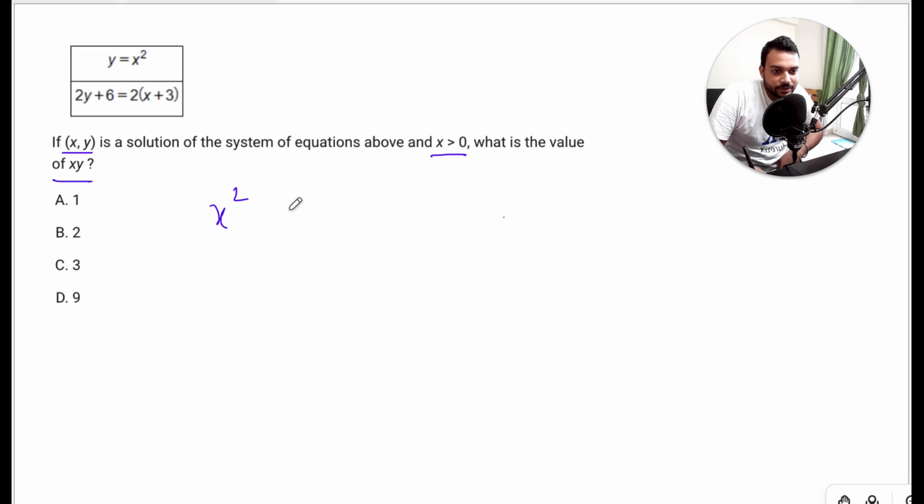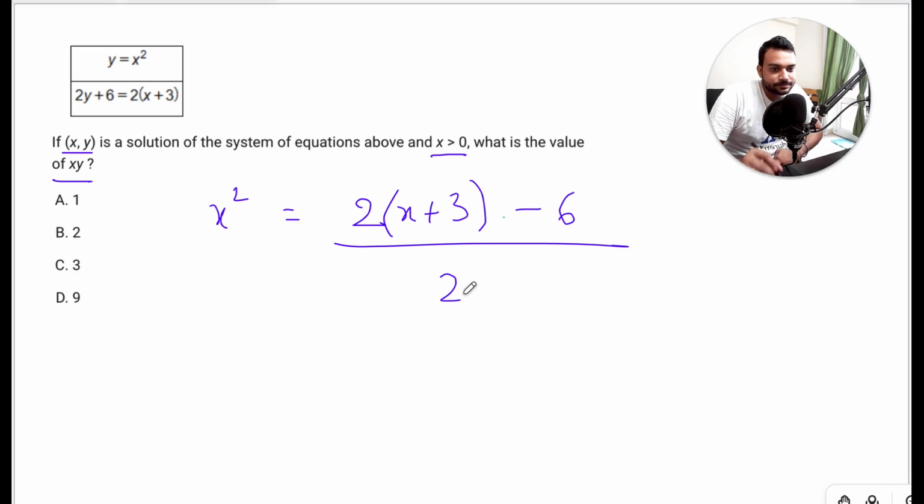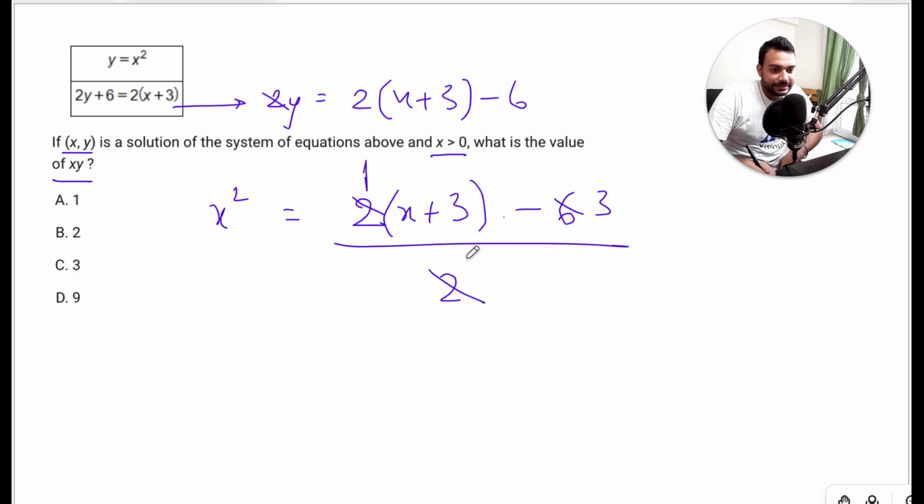So y is equal to x square is equal to 2 times x plus 3 minus 6 over 2. This is the second equation in terms of y. If you write this, 2y is equal to 2 times x plus 3 minus 6 and then divide by 2. If I divide by 2 on the right hand side, this would become a 1, this would become a 3. You know why I divided directly? Because 2 is the common denominator for both the terms. So it also means 2 times x plus 3 over 2 minus 6 over 2. That's why I divided directly.